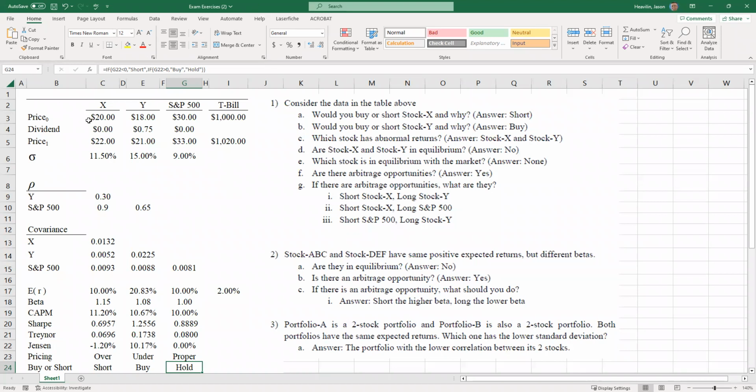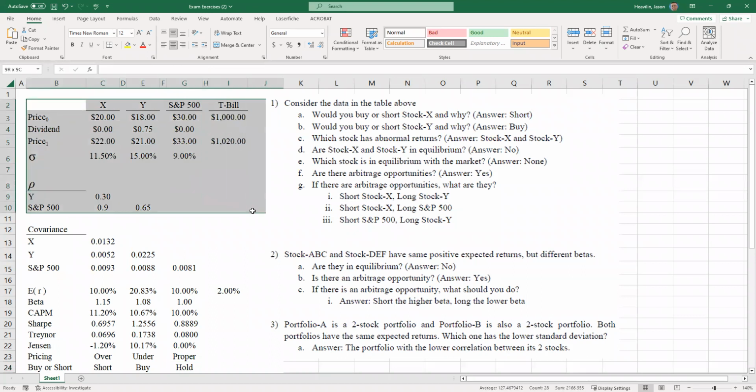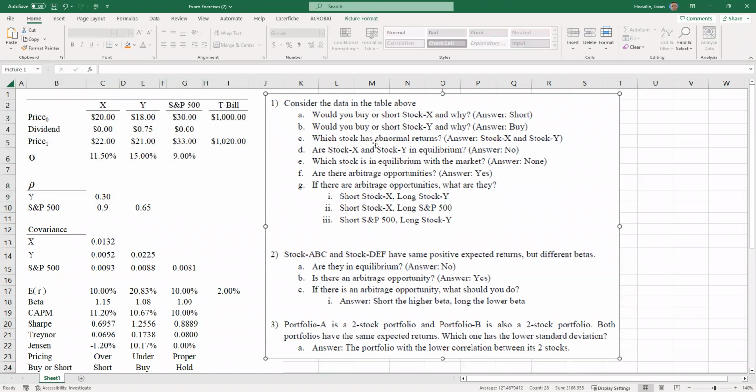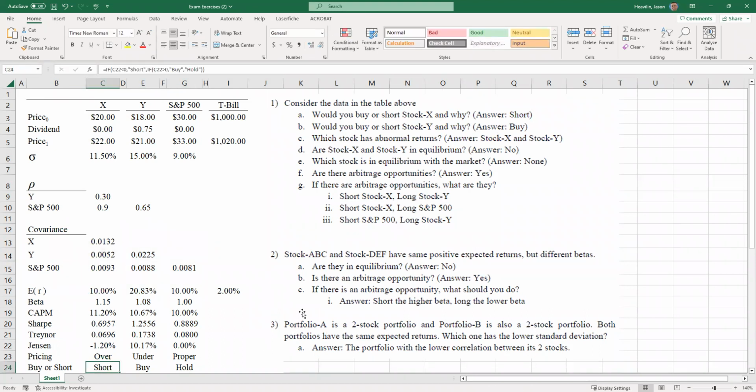Consider the data table above. Meaning this data here. Would you buy or short stock X and Y? The answer is to short it, but we already answered that over here. You want to short it, and the reason is because it's overpriced. Why is it overpriced? The expected return is less than the required return.